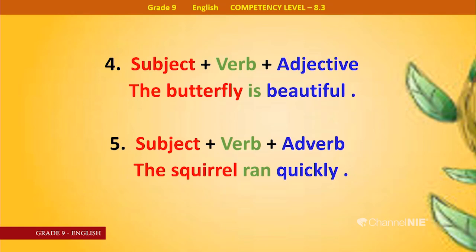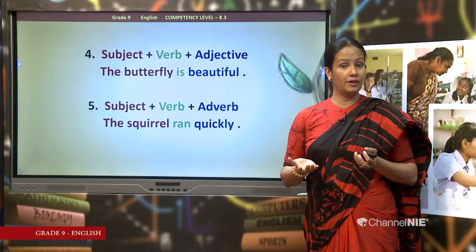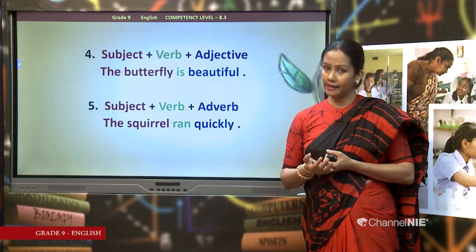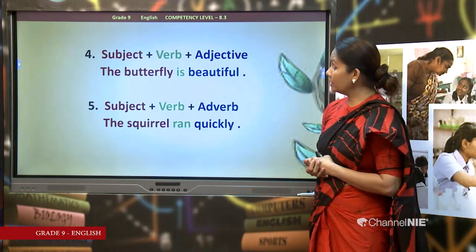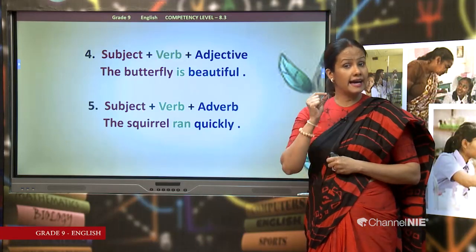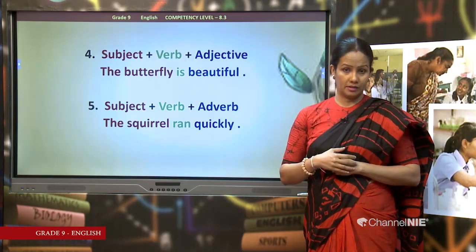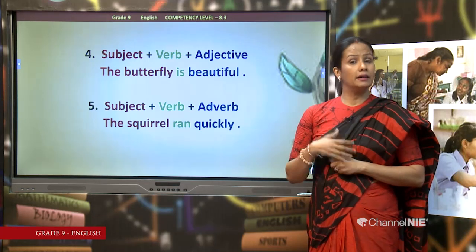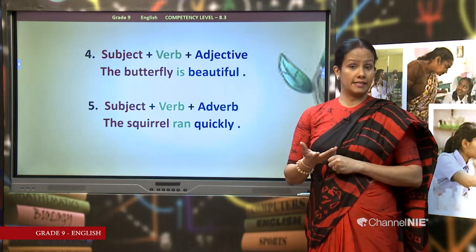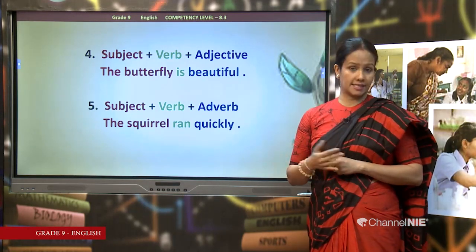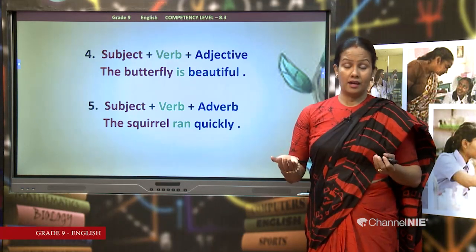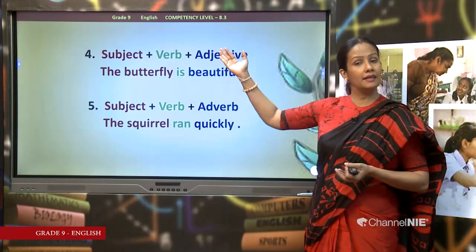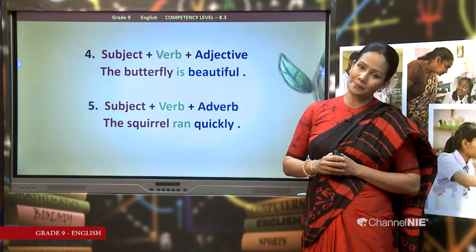So, here: the butterfly is beautiful. The subject is butterfly, the verb is, and the adjective is beautiful. By using another adjective, we can say the dog is fierce, the cat is cute. So, we are writing sentences using these particular sentence patterns.